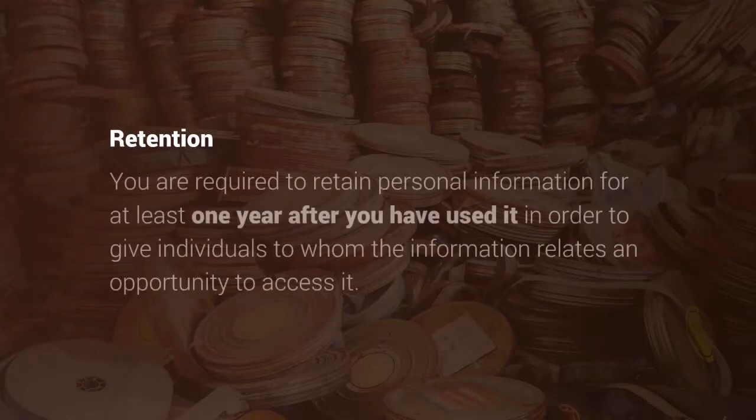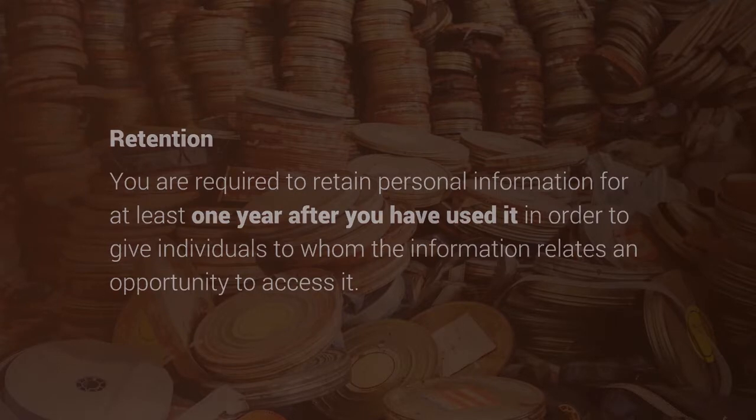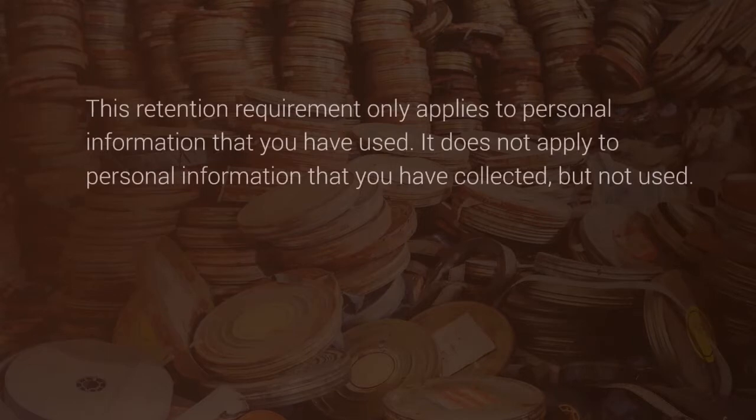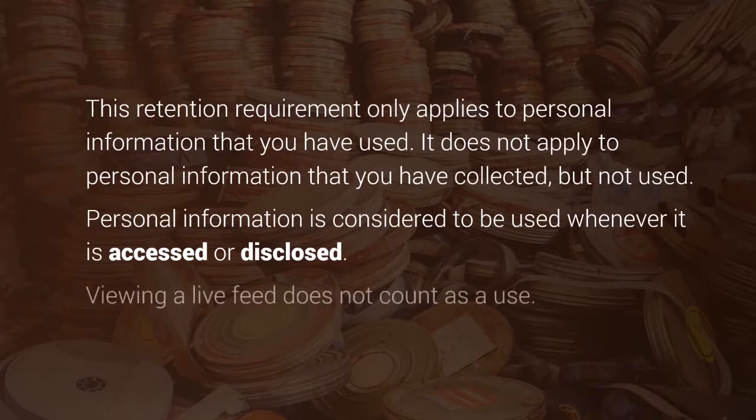Ontario's access and privacy laws also set out rules for the minimum length of time institutions must retain personal information. In general, you are required to retain personal information for at least 1 year after you have used it to give individuals to whom the information relates an opportunity to access it. Note that this retention requirement only applies to personal information that you have used. It does not apply to personal information that you have collected but not used. Personal information is considered to be used whenever it is accessed or disclosed. Simply viewing a live feed does not count as a use.